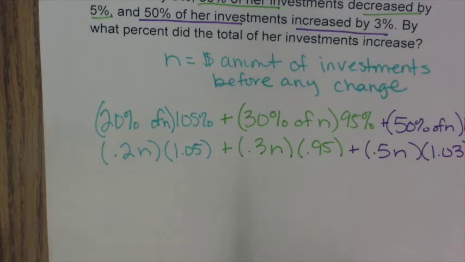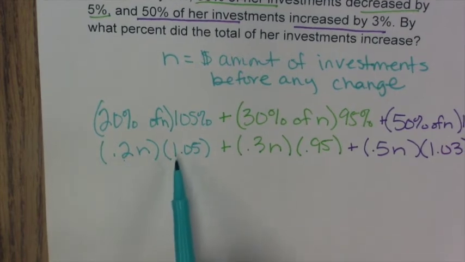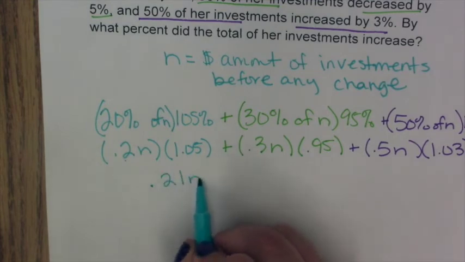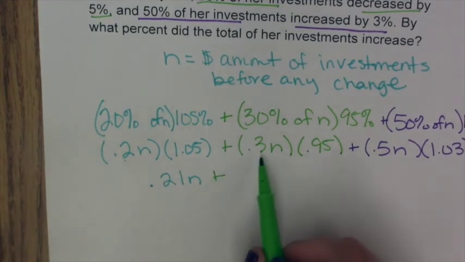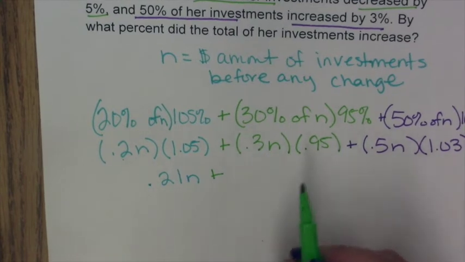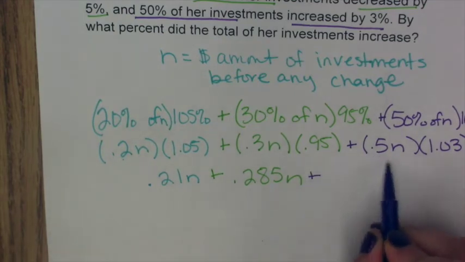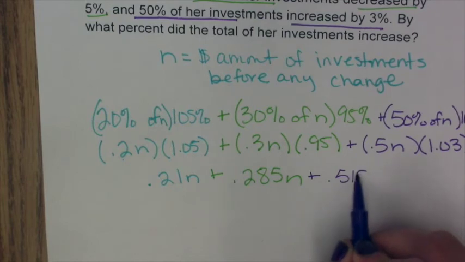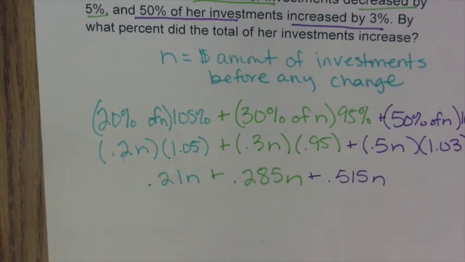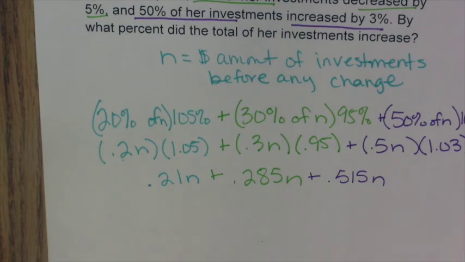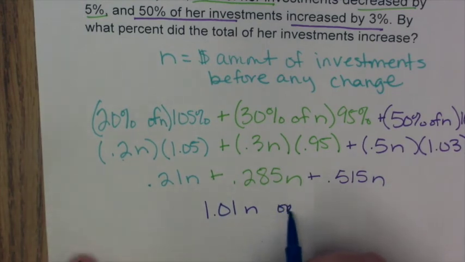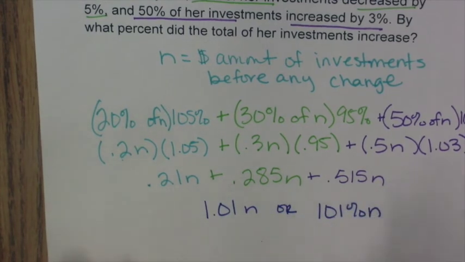All right, so now we need to simplify. So 0.2 times 1.05 is 0.21n, plus, when we multiply 0.3 times 0.95, we get 0.285n. And then when we multiply these two together, we get 0.515n. So now, since these are all like terms, we can simplify them all together. And when we do that, we get 1.01n, or this would be the same thing as 101% times n.